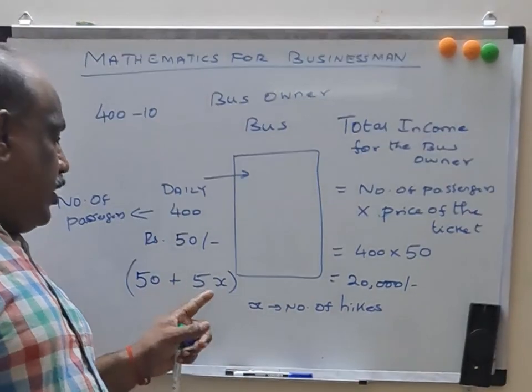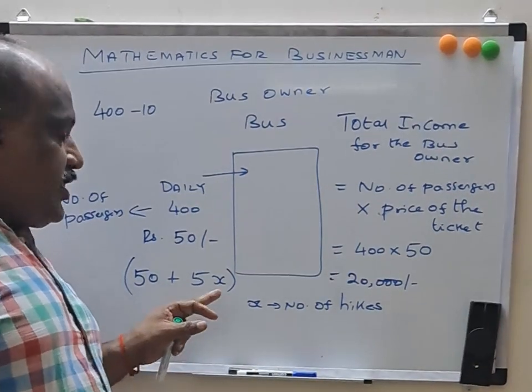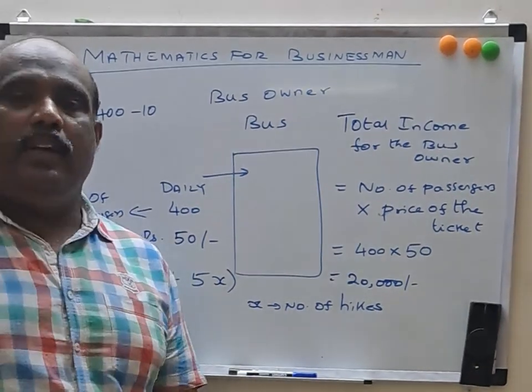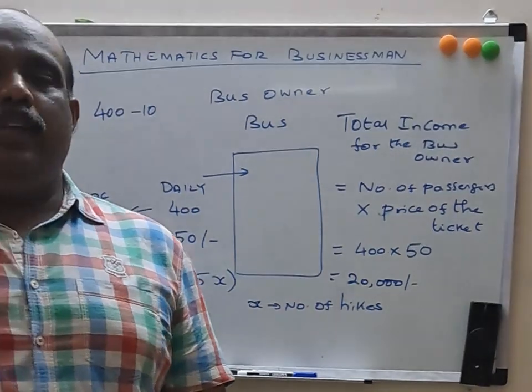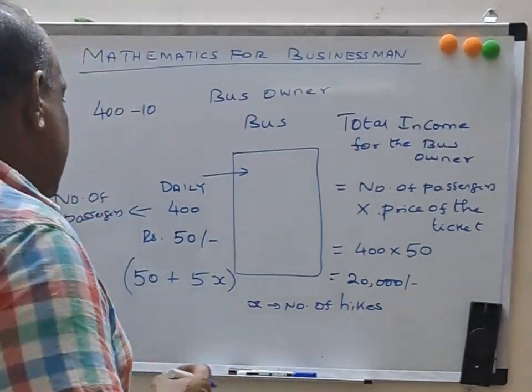If I increase twice, then the price of the ticket will be 60. If I increase the price again, my price of ticket will be 65. Now you may appreciate the formation of the equation: 50 plus 5 into x.